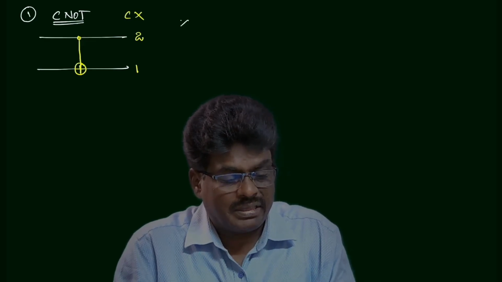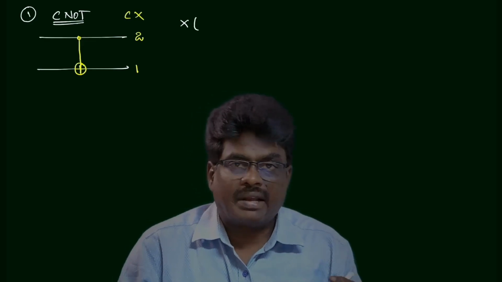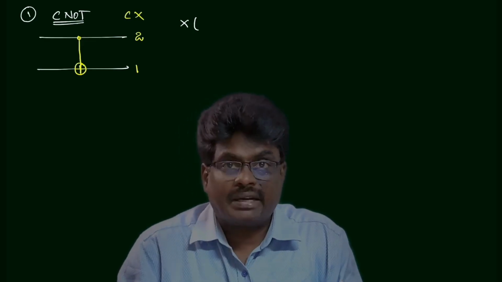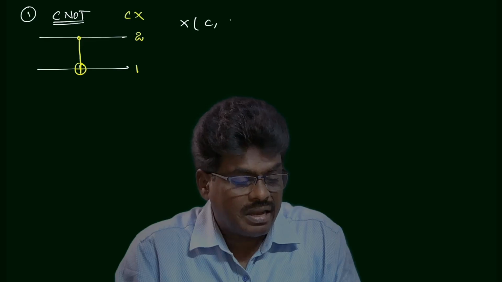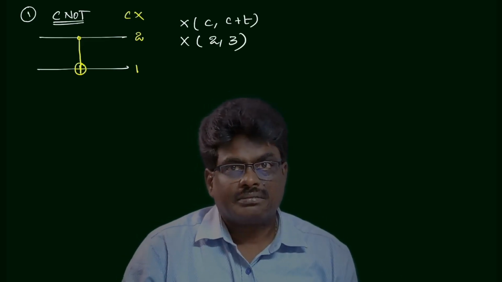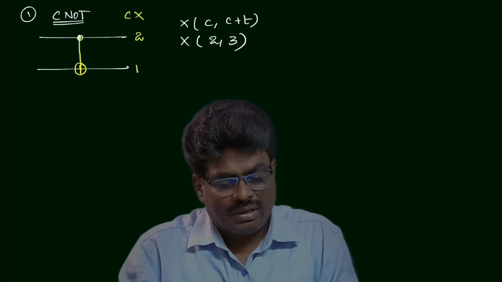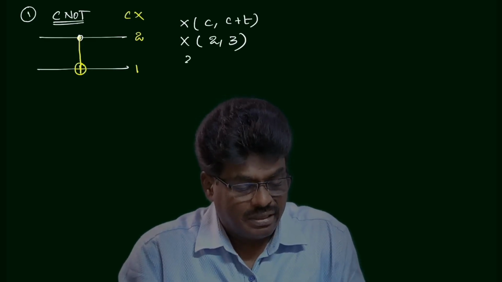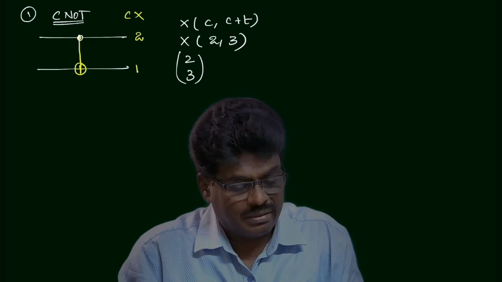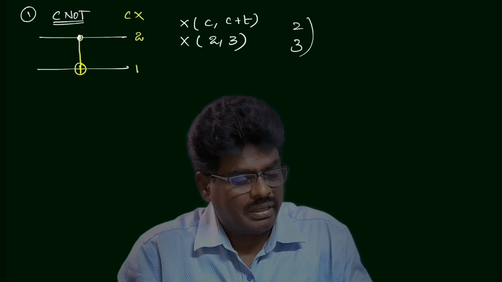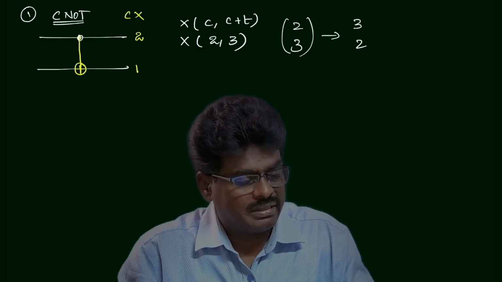Now here U is nothing but X. X, that is a type 2, it will flip. So here the control is 2 and the target is 1. Just now I said C comma C plus T, that is nothing but X of 2 comma 2 plus 1, 3. Just take the control and come to the target, add 2 plus 1, 3. So that means this 2 3 circuit will make it as 3 2.